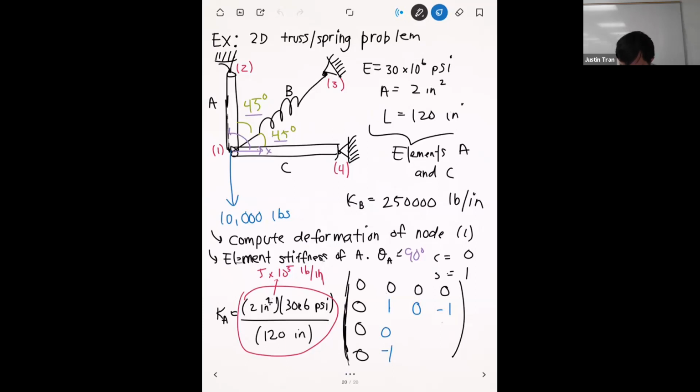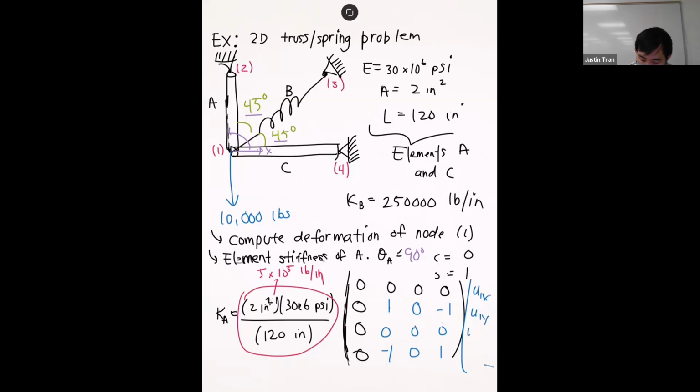All right, and so we go to the third row now. We end up with all zeros there and a 0 in the bottom one, and this is just going to be 1 right here. Now let's mark out the nodes that this acts on. Since this acts on nodes 1 and 2, it's going to be U1x, U1y, U2x, U2y.